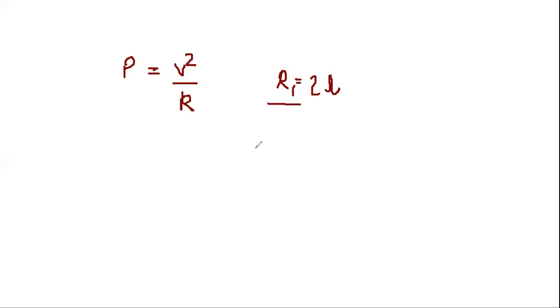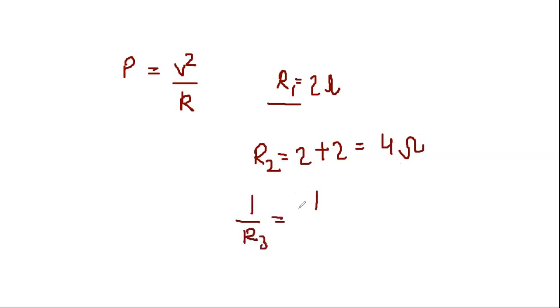The total resistance of the second circuit, with resistors in series, is 2 plus 2 ohm, which gives 4 ohm. And in the third circuit there are again two resistors but both are in parallel. So net resistance in the third circuit is 1 upon R3 equal to 1 upon 2 plus 1 upon 2. After solving this, the value of R3 becomes equal to 1 ohm. So what does it mean?